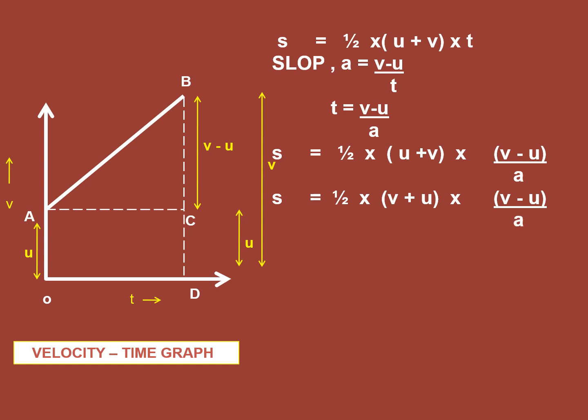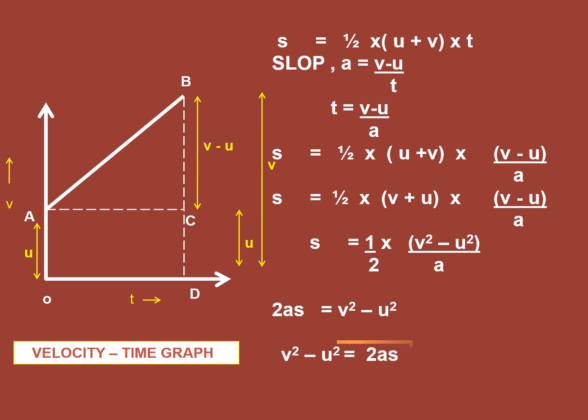We will rearrange u plus v as v plus u, and if we use the mathematical identity (a plus b) multiplied (a minus b) equals to a square minus b square, we get s equals to 1 by 2 into (v square minus u square) upon a. Taking 2a to the left hand side, we get 2as equals to v square minus u square. This is our third equation of motion.